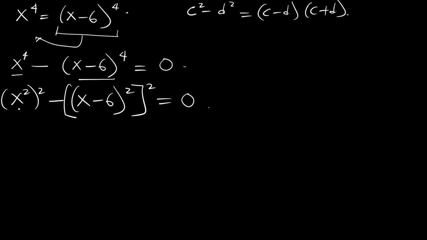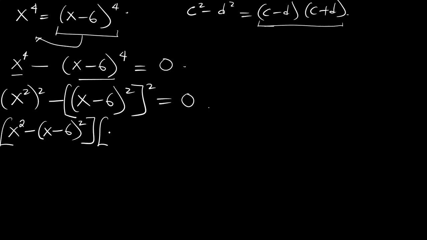So our c is x raised to the power 2 while our d is (x minus 6) all raised to the power 2. We are going to write this expression in terms of the one on the right hand side. So we'll have (x squared minus (x minus 6) all squared) times (x squared plus (x minus 6) all squared) equal to 0.